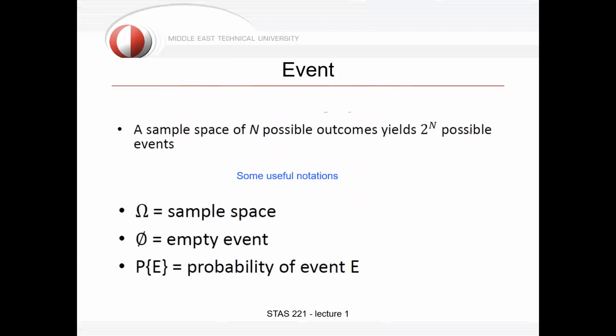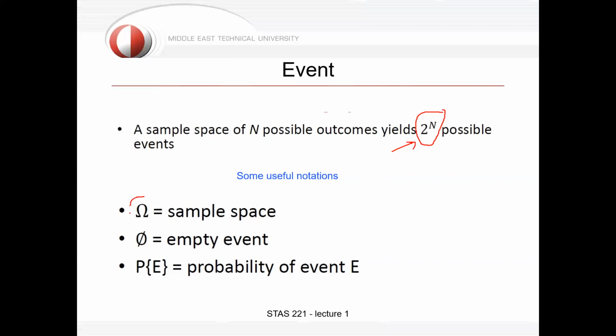And before that, let me also talk about this part, like a sample space of n possible outcomes yields 2 power n possible events. And why is that? Because do you remember whenever we say how many possible subsets of a set can I have? How can I calculate it? By using this. This is the same. No difference between these two.